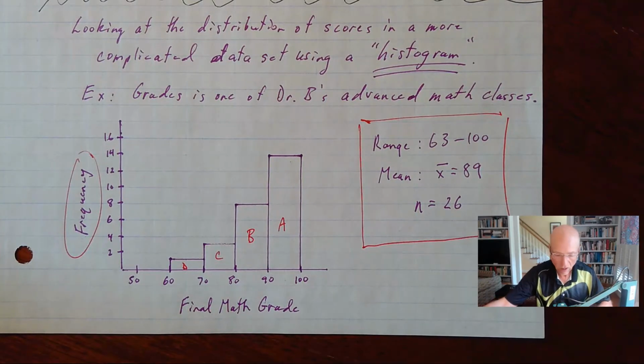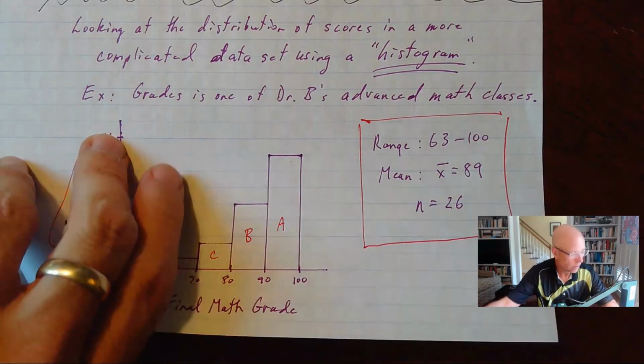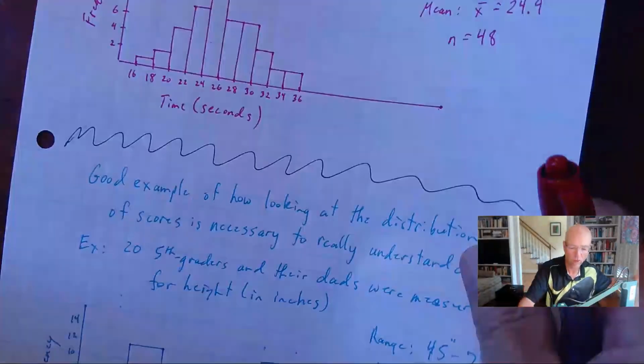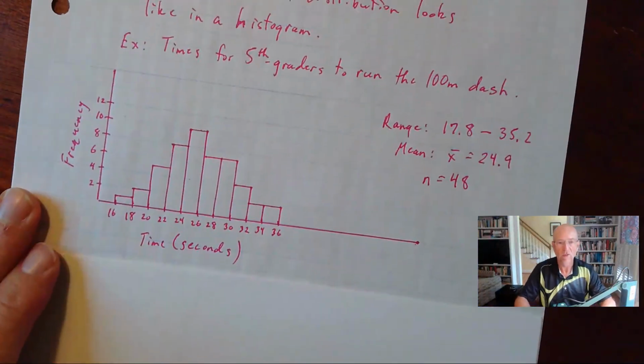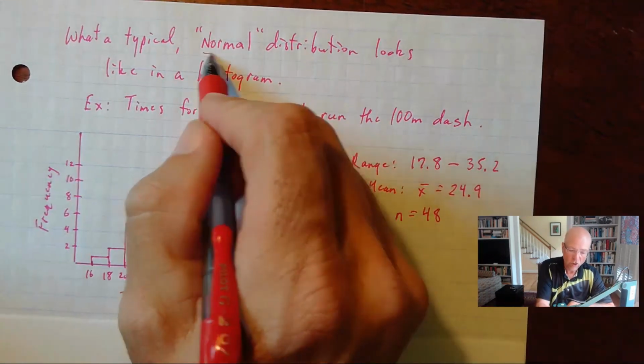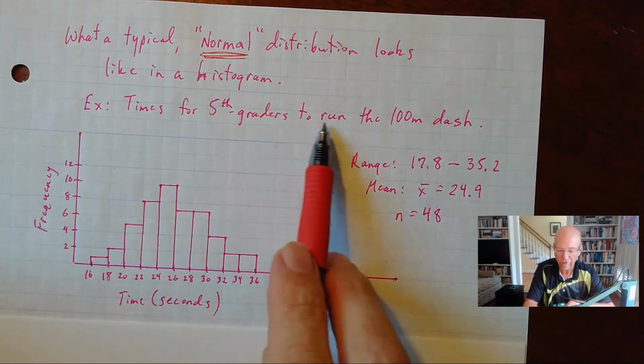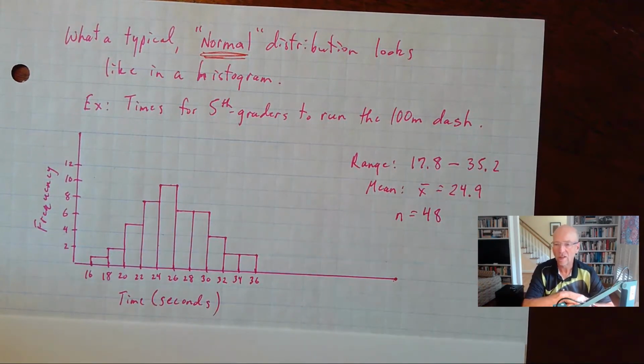This is an unusual data set because I had my greatest lump of scores here on the far right. Let me show you another situation which is a more typical data set in terms of what the distribution looks like. We call this kind of distribution a normal distribution. In this example, we're looking at the times for 5th graders to run the 100-meter dash. The gym teacher had everybody run a 100-meter dash and recorded their times. We're measuring the time in seconds, and we're presenting the results in a histogram.